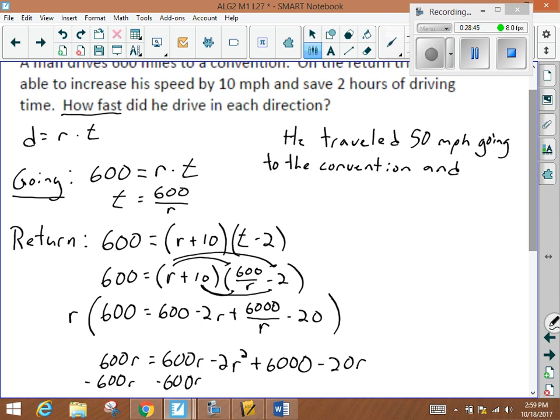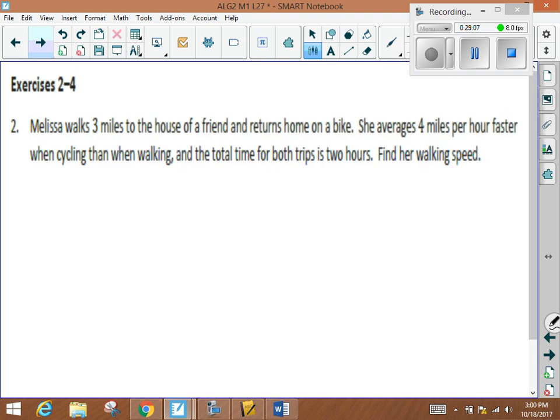And 60 miles per hour returning. Why? Because we said that he increased his speed by 10 miles per hour, right? Boom, done. I think we just have one more to do, and then we are done with this. All right.